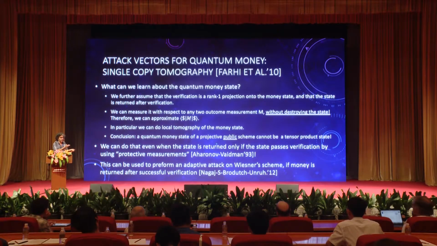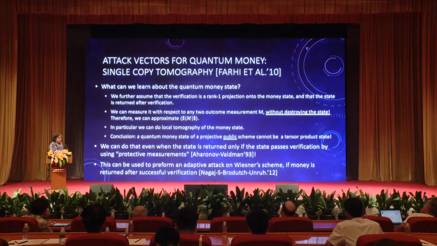And that this is a public scheme in which the state is returned to you. Whatever comes out of the verification procedure, whether it failed or not, the post-measurement state pops out. You can take your quantum money state back. If you have those assumptions, then you can evaluate the expectation value of your quantum money state with respect to any two-outcome measurement, without destroying the state. Usually when you do a measurement, you can gain statistics if you have many copies, but here you have only one copy, and yet you can get a very good approximation of this value.